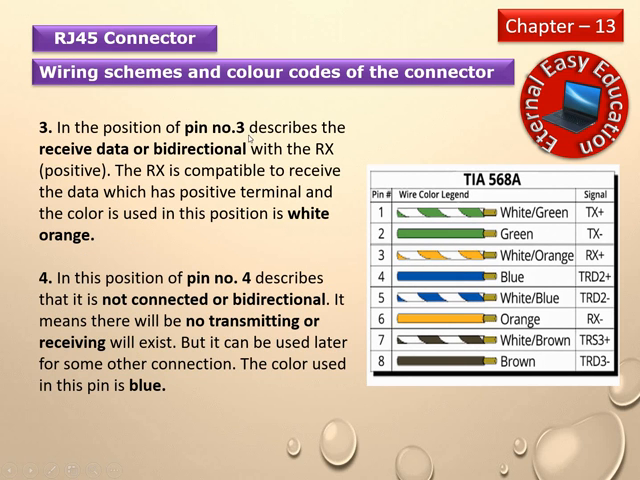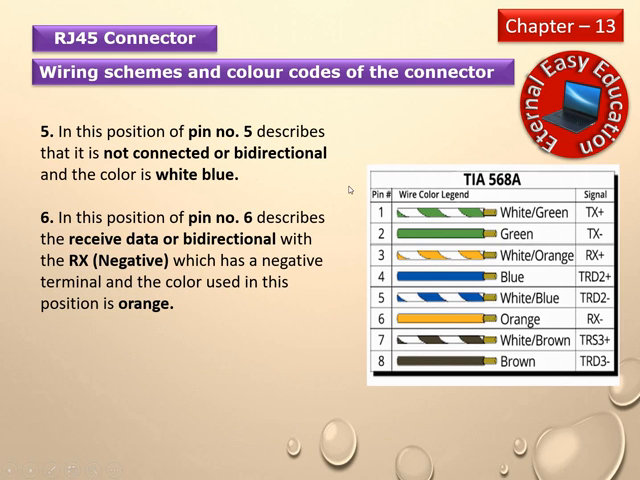So in the pin, third pin describes the received data are bidirectional with RX positive. R means receive data. So it's receiving the data and it is a bidirectional as well as it is a positive terminal, and its color is white orange. So pin 4. Pin 4 is not connected or bidirectional. It means there will be no transmitting or receiving. But it can be used later for some other connections. That means it is not used for the internet purpose. So the color used in this pin is blue.